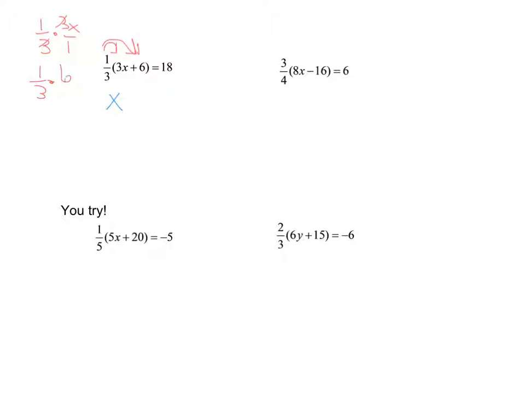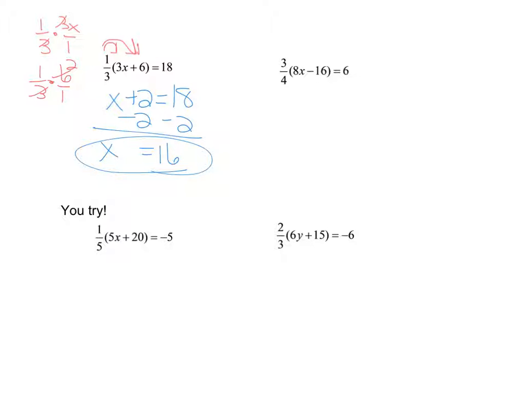Then I'm going to do 1/3 times 6. Well, that's a fraction times a whole number. Put it over 1. 3 goes into 6 2 times. 1 times 2 is 2. So I end up with x plus 2 equals 18. Isn't that pretty? That's a one-step equation. I'm going to subtract 2 from both sides, and I'm going to get x is 16.